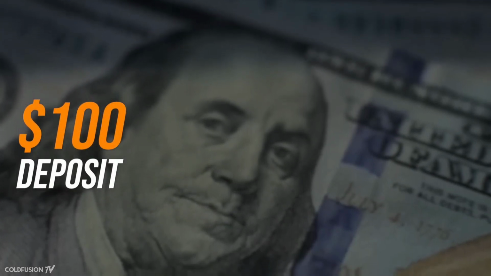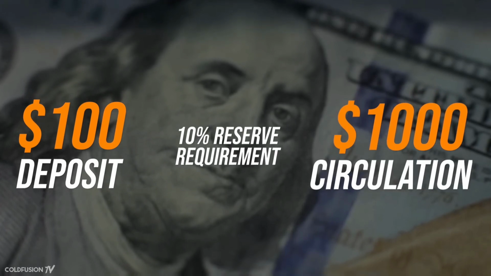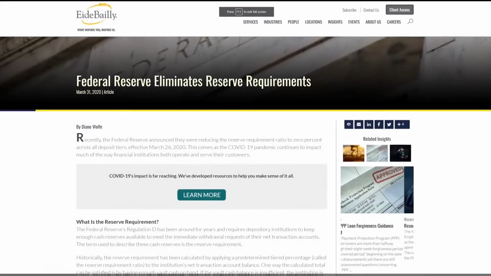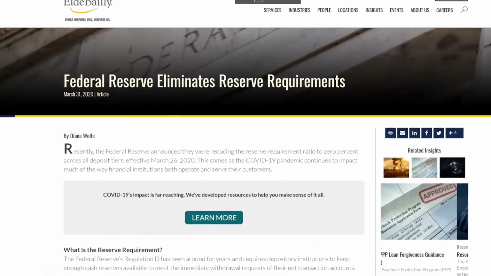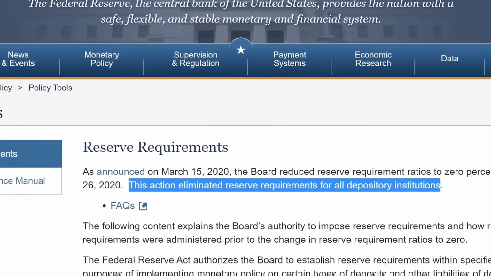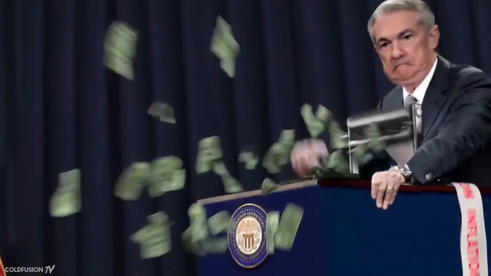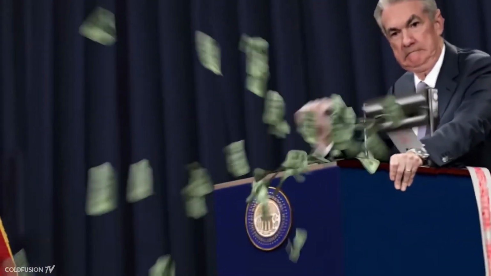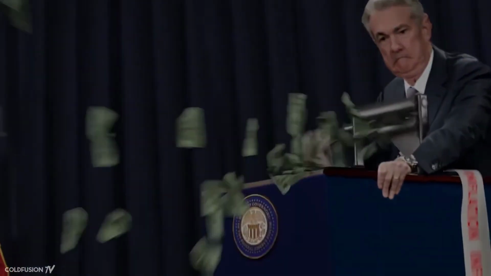When all is said and done, an initial deposit of $100 with a 10% reserve requirement can ultimately lead to $1,000 in total money circulation. Well, at least that was how it used to work. Until March the 26th, 2020, there is now a 0% reserve requirement. According to the Federal Reserve, quote, "This action eliminated reserve requirements for all depository institutions," end quote. So, banks can now create infinite amounts of money with no reserves. And it doesn't stop there.